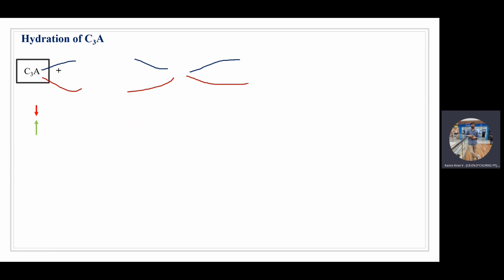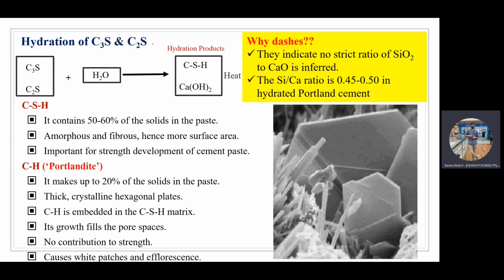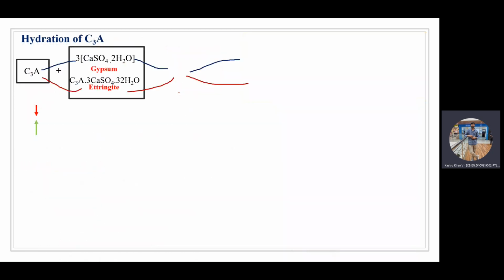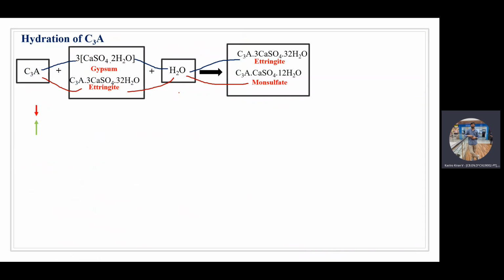Whereas C3S and C2S, if you observe, they are directly reacting with the water. There are no intermediate compounds for C3S and C2S. When C3S is reacting with the water, it is forming CSH. When C2S is reacting with the water, it is forming CaOH. But with respect to C3A, we have one additional compound, which is called gypsum. C3A will react with the gypsum in the presence of water, which gives an ettringite compound, and then ettringite goes and reacts with the C3A compound in the presence of water, which gives monosulfate as the hydration product.